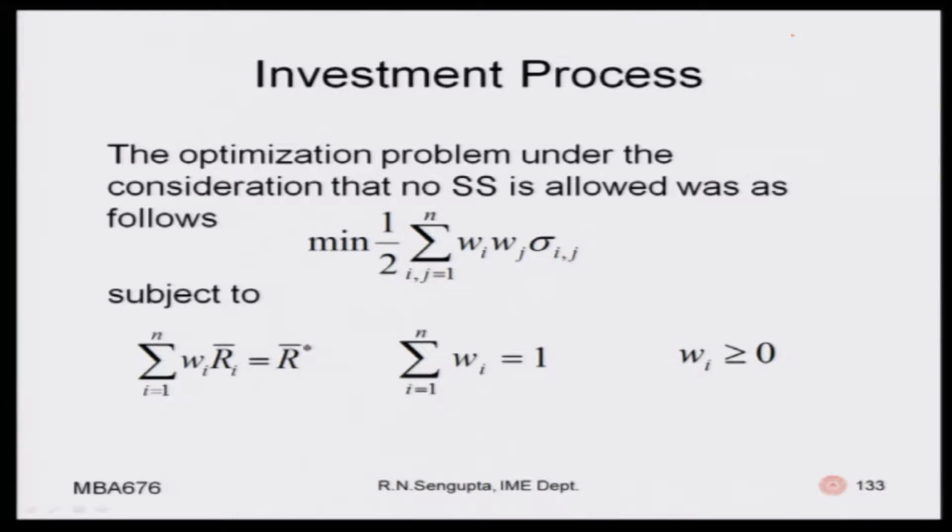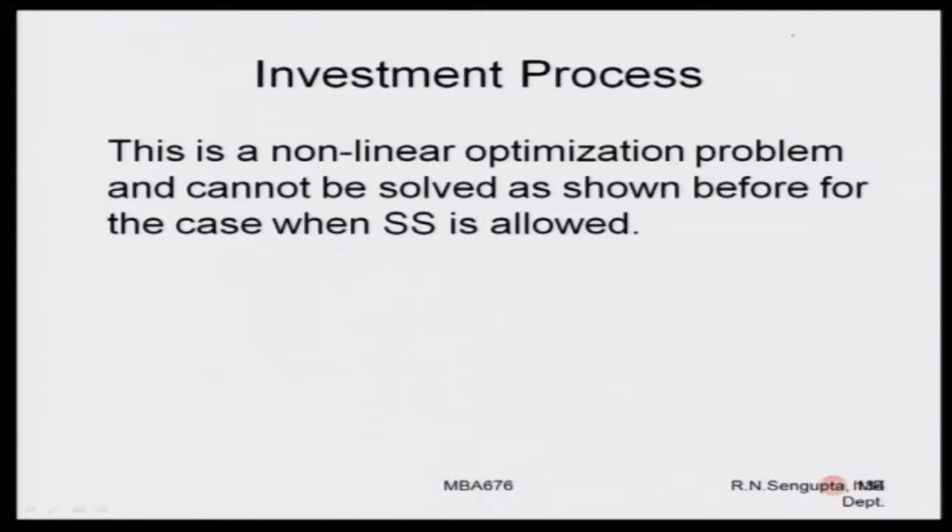Now, the optimization problem under consideration, where no short selling is allowed, was as follows, which we already discussed. So, it is a nonlinear optimization problem and cannot be solved as shown before, as we have done for the short selling case, but we will see how we can solve it in an indirect method later on. Obviously, there are different techniques to solve it, but we will simply solve it in a different methodology, either in the next to next set of classes, or perhaps in the next class, which will continue with optimization in the area of portfolio management.